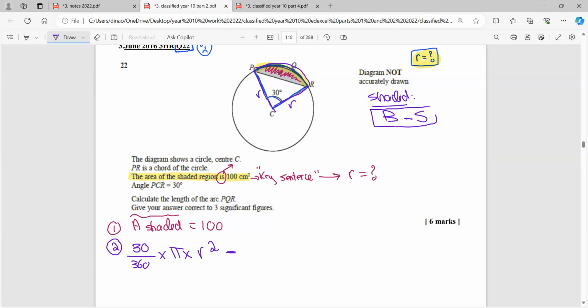Minus, because we agreed that the bigger shape is the sector and the smaller shape is the triangle. Now what's the area of the triangle? Here is the triangle, exactly like the previous problem, but in this problem we are creating an equation. What's the area of the triangle? Half multiplied by a side, which we called R, multiplied by another side, which we also called R, multiplied by sine 30. All of this is equal to how much? 100. This is the key sentence.